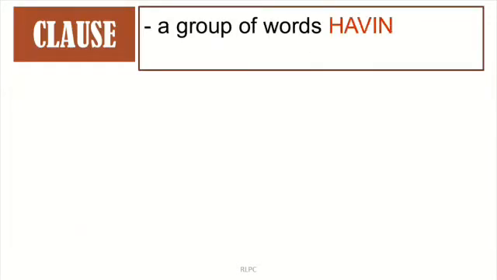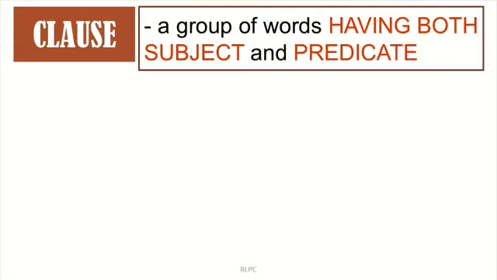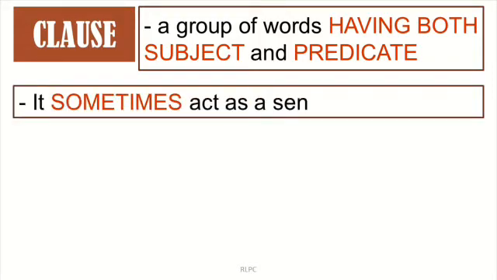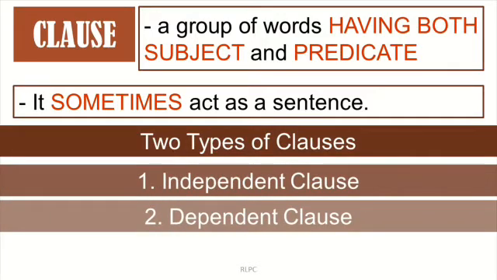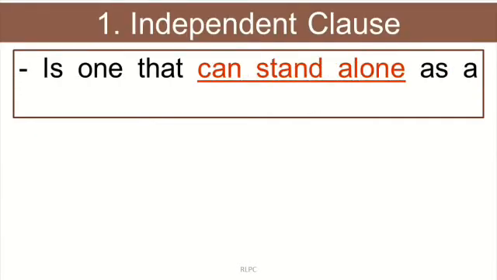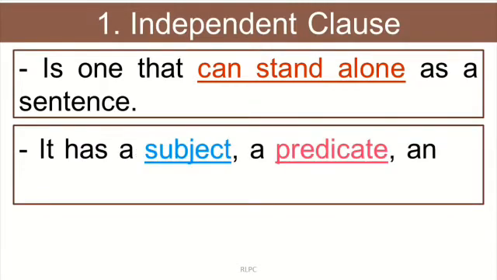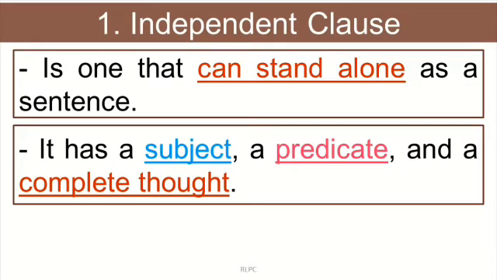The next one is clause. It is a group of words having both subject and predicate. It sometimes acts as a sentence. Take note of the term. It is only sometimes. Clause has two types, the independent clause and dependent clause. And let's discuss it one by one. Independent clause is one that can stand alone as a sentence. It has a subject, or the doer of the action, a predicate, or the action being done by the subject, and a complete thought.